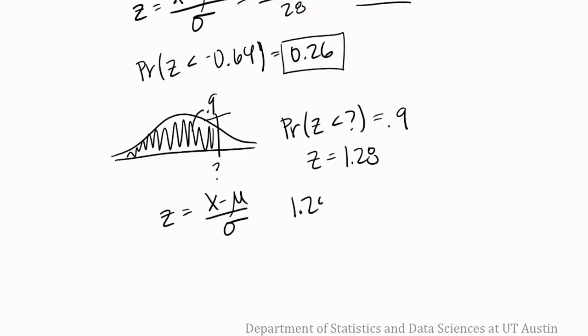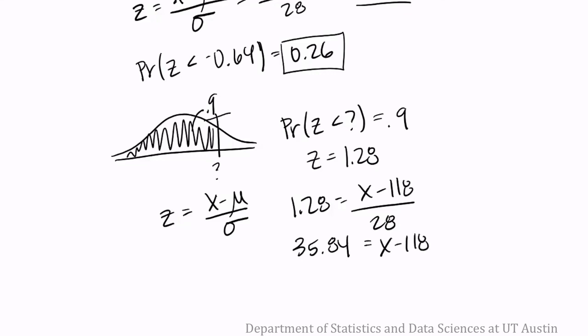So 1.28 equals x minus 118 divided by 28. We can multiply both sides by 28 first, and then finally we'll solve for x, and we get 153.84 ounces.